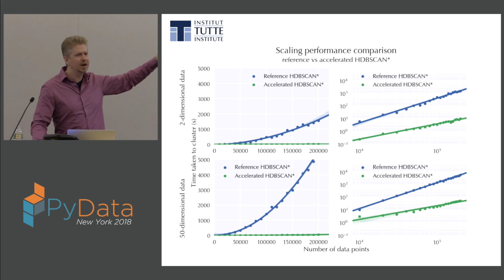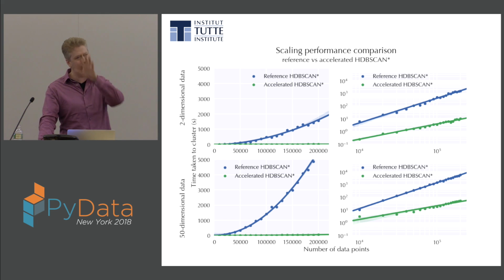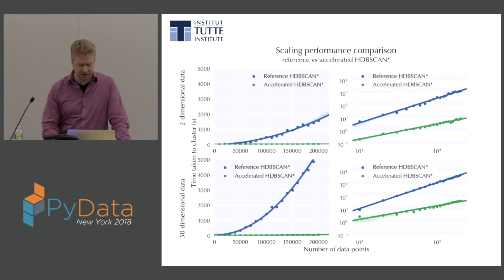The only takeaway here is those lines are wildly different shapes. On the left you have the natural timings, and on the right you have the log-log plots, and those shapes are very indicative of an n squared algorithm versus an n log n. So it looks like we've got a practical, efficient n log n algorithm running on our data.